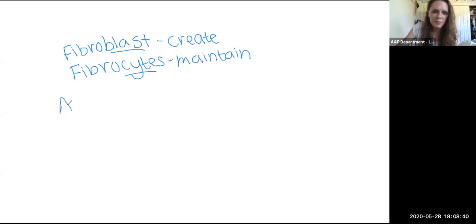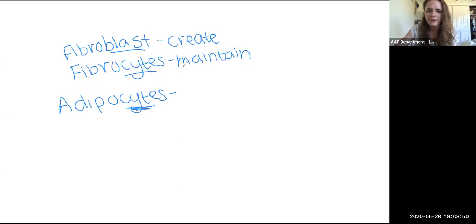Adipocytes, adipose means fat. So adipocytes are the cells that maintain fat tissues. So they maintain fat. They're your big fat cells.